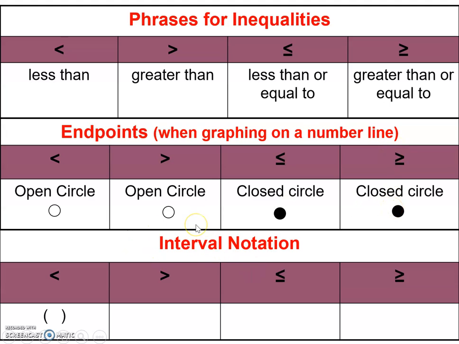For interval notation, less than here, so we're using those parentheses. Greater than, same thing. Less than or equal to, if something's less than or equal to, we use these bracketed parentheses that are straighter, not curved. And same thing with greater than or equal to.